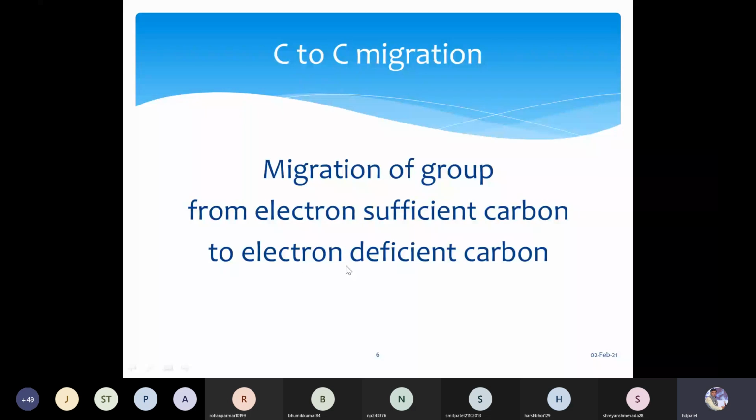That migration may be in the form of nucleophilic migration or in the form of free radical migration. Two kinds of migration may be possible. If you have a free radical, then also the electron deficient carbon is there. If you have a carbocation, then also we can say there is electron deficiency on the particular carbon. And that's why the group will migrate with electrons or with one electron. If with electrons, it means nucleophilic migration, and with one electron, then it is known as free radical migration.